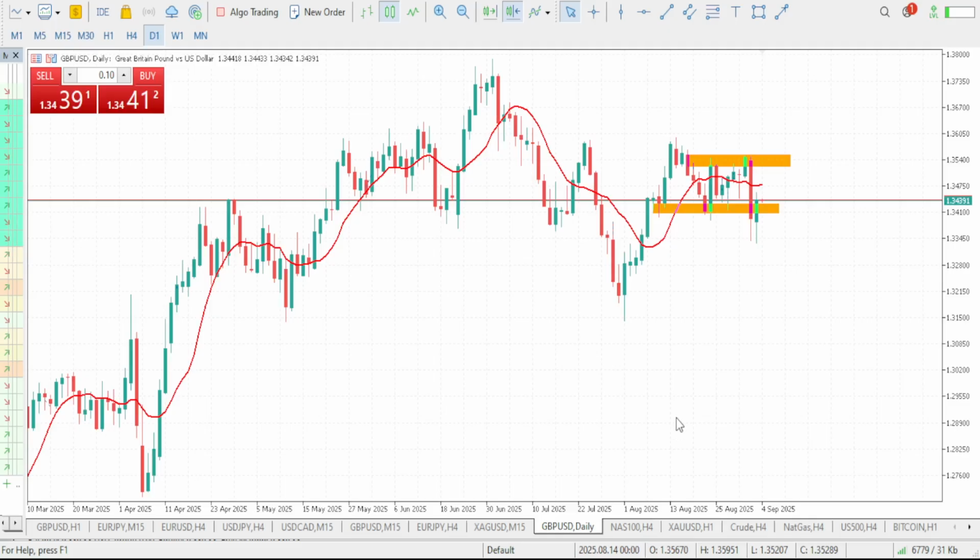So let's take a look at what we'll be expecting for the next day on GBP USD. So we will start from the daily time frame down to our 15 minutes time frame.